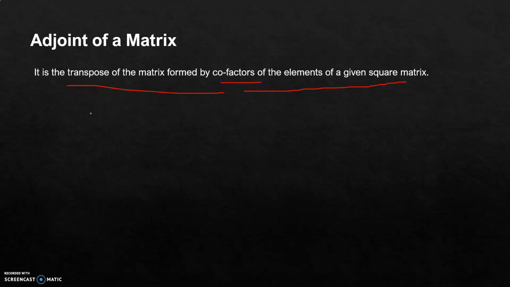Transpose means the matrix obtained by interchanging the rows with the columns. Cofactor means minor into minus 1 whole raised to i plus j. Minor we already discussed in the last class. I tell you once again. So that is the cofactor. The transpose of the cofactor matrix is called the adjoint of a matrix.